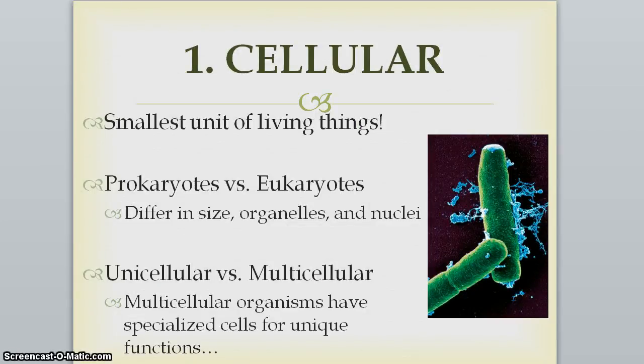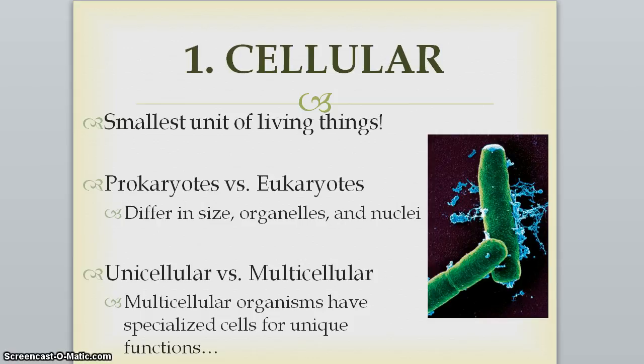Cells are basically the smallest units of living things. Okay, they come in two different types, prokaryotes and eukaryotes. Prokaryotic cells would be something like bacteria. Eukaryotic cells would be like animal cells or fungi cells or protists or plant cells. And what's different about them is they're different size.